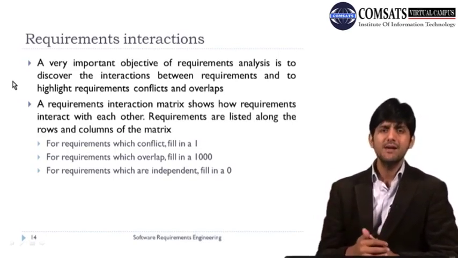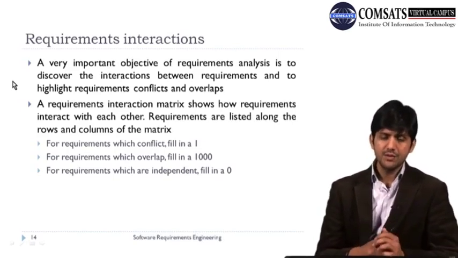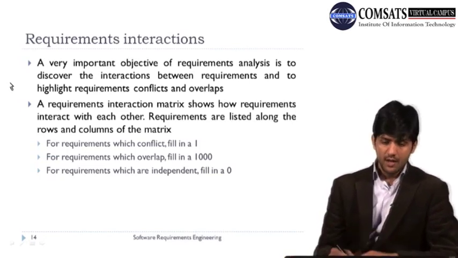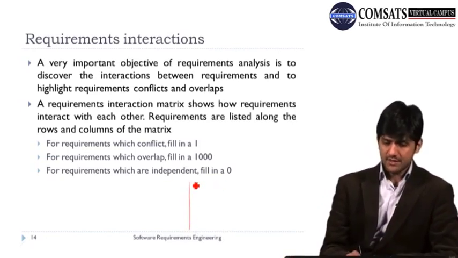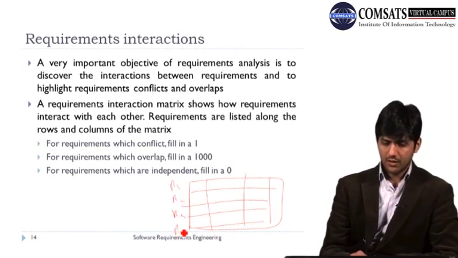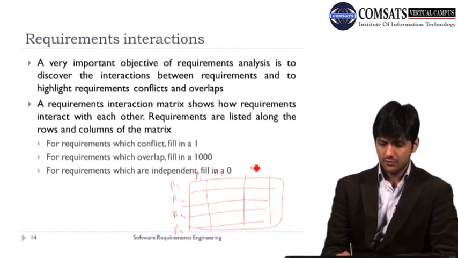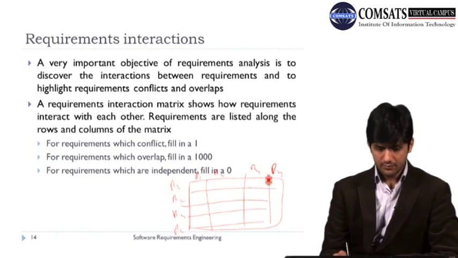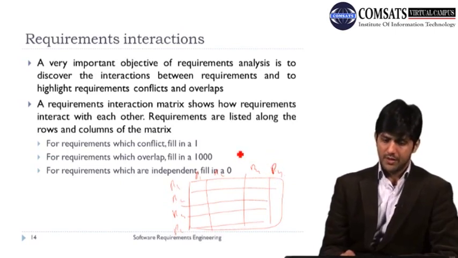So what you can do is make an interaction matrix which shows how requirements interact with each other. Requirements are listed along the rows and columns of the matrix. For example, you have this matrix-like structure where you have R1, R2, R3, R4 here, and R1, R2, R3, R4 here.